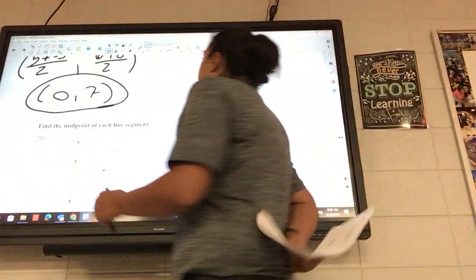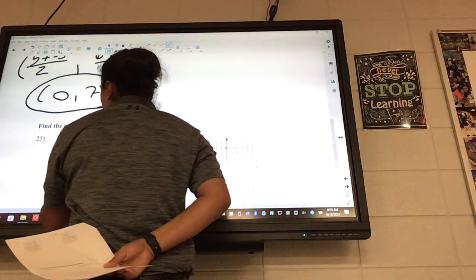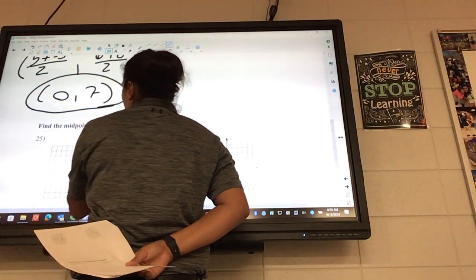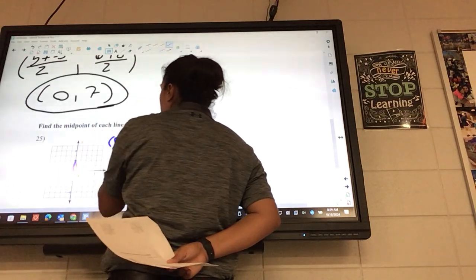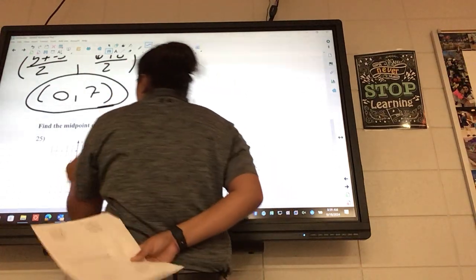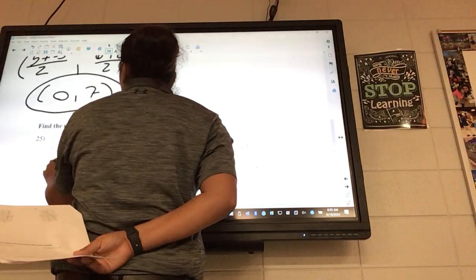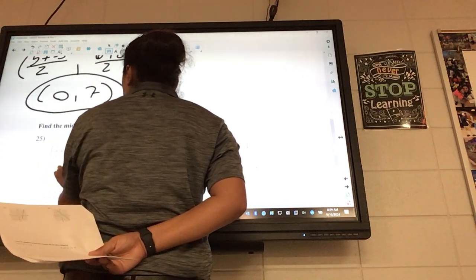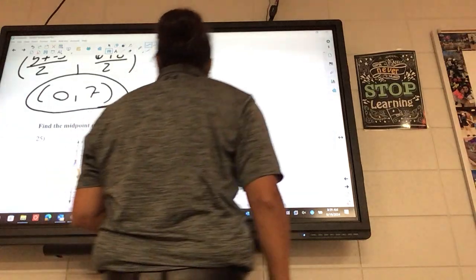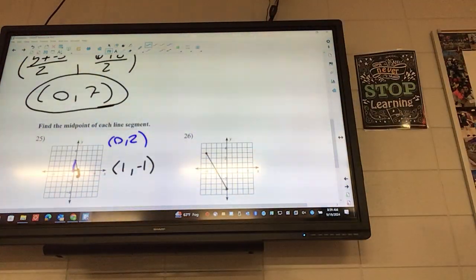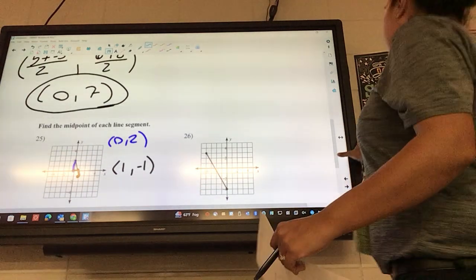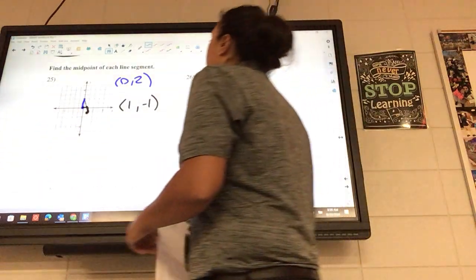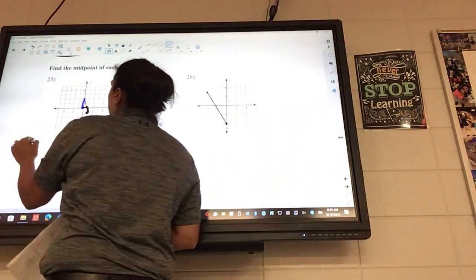Okay, 25 is exactly the same, you just need to find the coordinates. So we start at 0, 0, and you go over none, from 0 for left or right, and up 2, so it's gonna be positive 2. Okay, for the other one, you're gonna go over to the right 1 and down 1, so it's gonna be a negative 1. And again, you're gonna add the two x's together and divide by 2, and then add the two y's together and divide by 2. So it's gonna be 0 plus 1 divided by 2, and negative 2 plus 1 divided by 2.